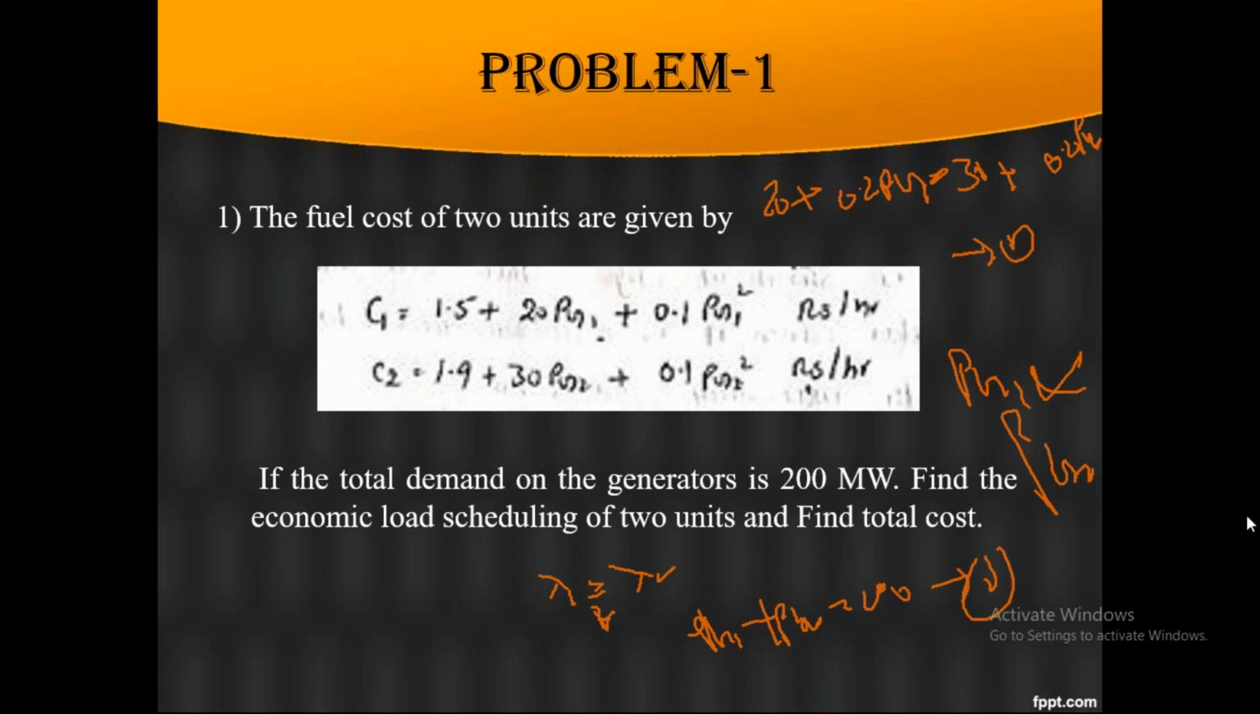So I need Pg1 and Pg2. So when you add both values, you have to get 200 megawatt.